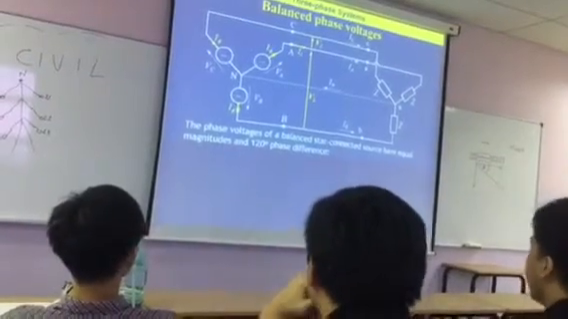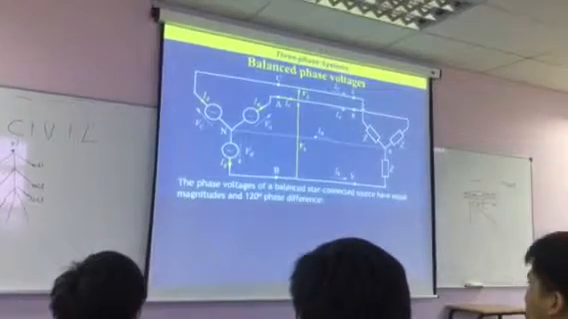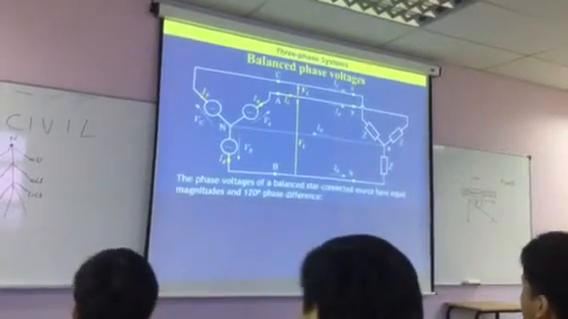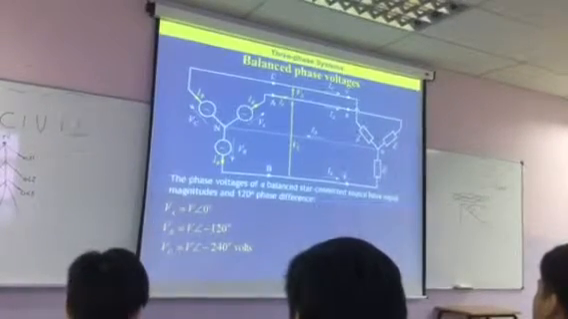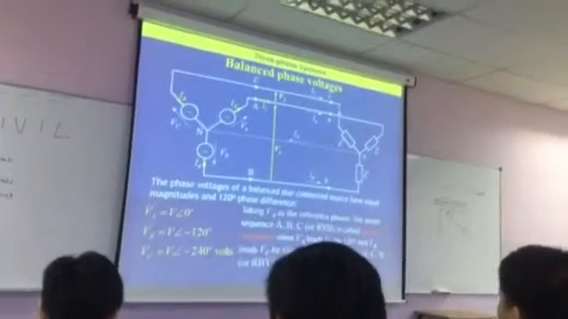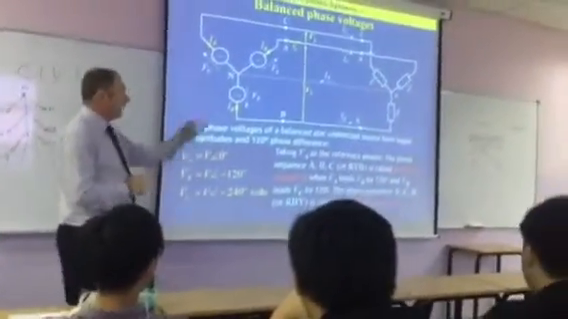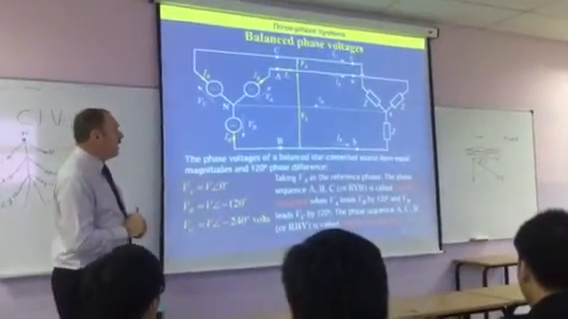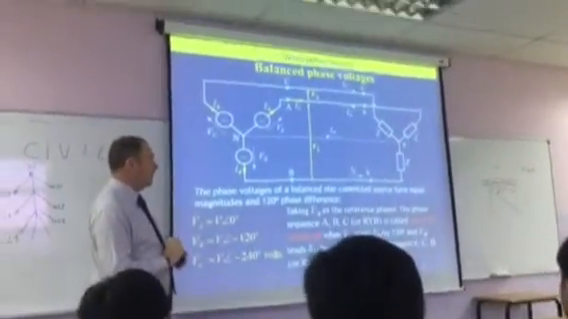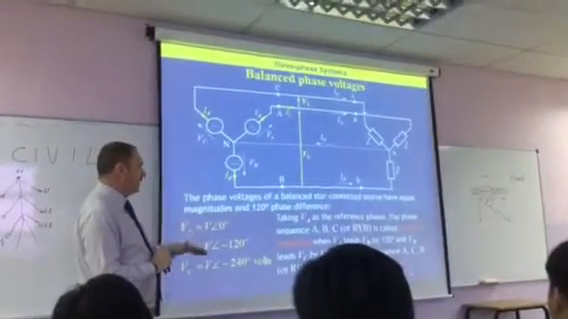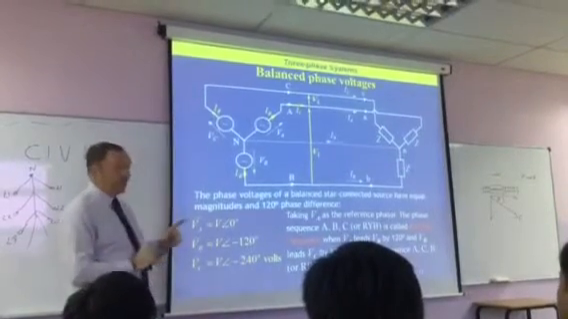What I've said before, the phase voltages of a balanced star-connected source have equal magnitudes and 120 degrees phase difference, which I showed you in the diagram at the beginning. So there's our recognition of VA, VB, and VC. Taking VA as the reference phase of the phase sequence ABC, or RYB, it is called positive sequence when VA leads VB by 120 degrees and VB leads VC by 120 degrees. That's one sequence, and we call that the positive sequence.